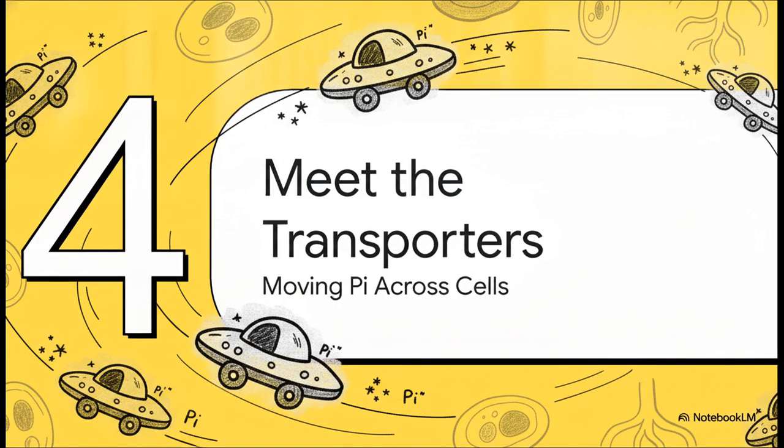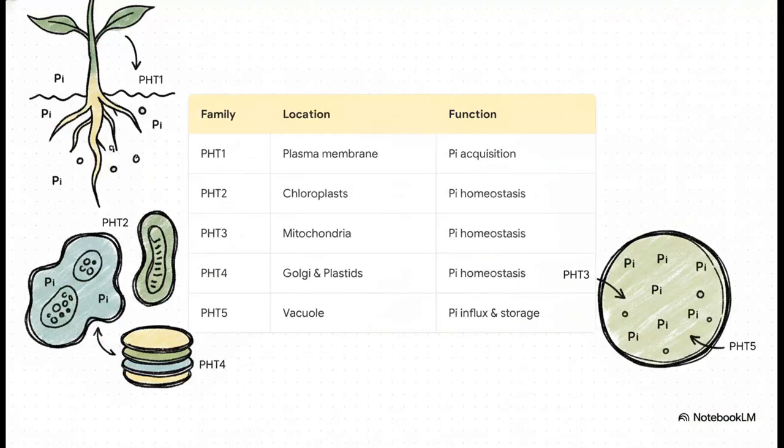Moving on to Section 4, meet the transporters, the microscopic vehicles moving Pi across cells. Okay, consider this table your ultimate study map for memorizing the PHT, or phosphate transporter family. There are 5 main types here, and they're categorized by where they actually work inside the cell. PHT1 is your high-affinity frontline worker sitting right on the plasma membrane, actively pulling Pi from the soil.